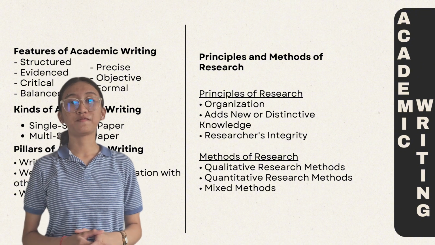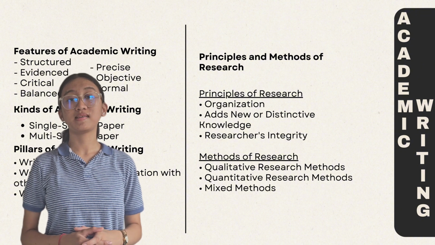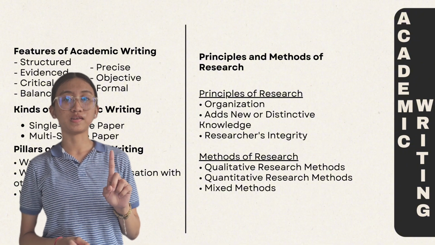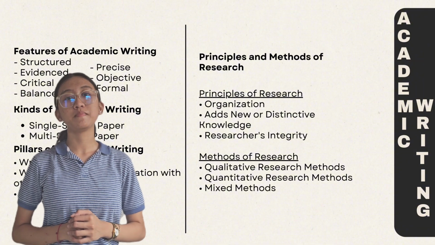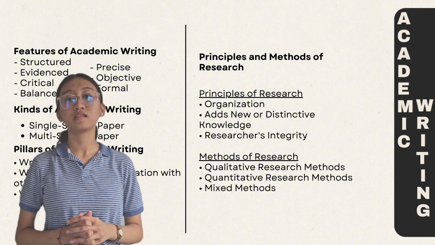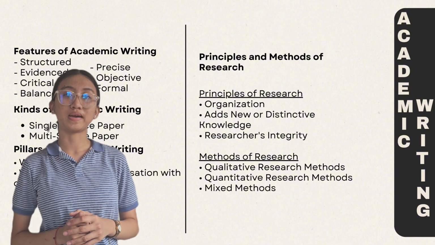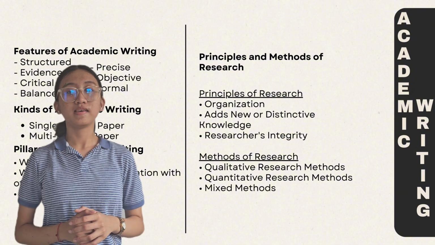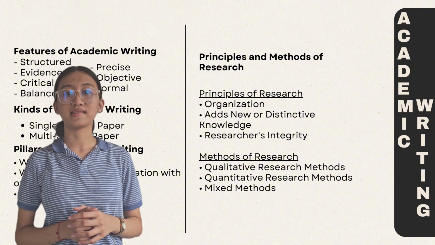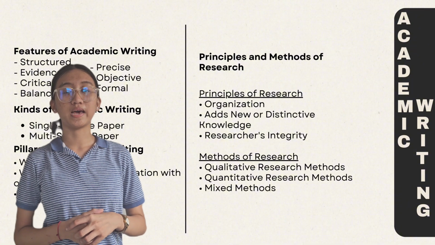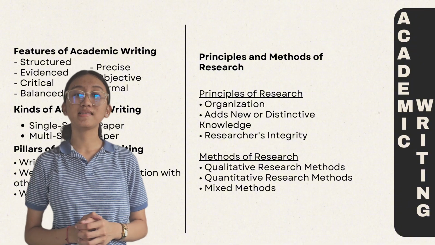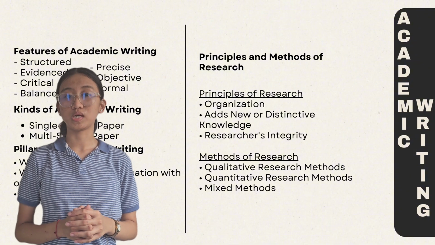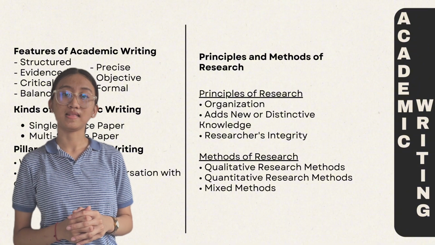Let's move to the methods of research. In academics, there are three main approaches. First is qualitative research. This focuses on human behavior, experiences, and social phenomena using non-numerical data. Second is quantitative. This deals with numbers and statistics, often used to compare data and measure changes. Third is the mixed method, which combines both qualitative and quantitative approaches for a more complete understanding.